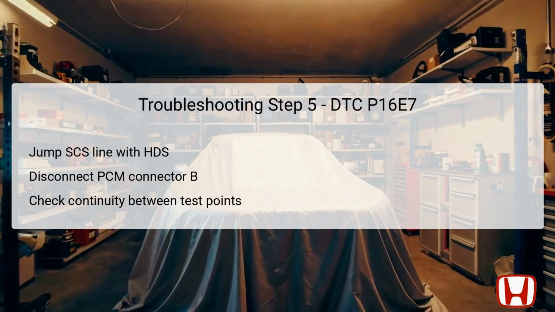The fifth step in the troubleshooting process revisits continuity checks, specifically for the LIN line. Begin once again by jumping the SCS line using the HDS and allowing for over 1 minute of wait time to stabilize the circuit. Following this, disconnect PCM connector B, which consists of 51 pins, to assess the connection status accurately. You will proceed to check the continuity across designated test points, which are terminal number 2 from the battery fan motor 3P connector and pin number 50 of PCM connector B.